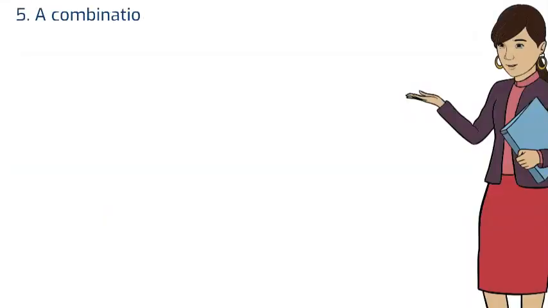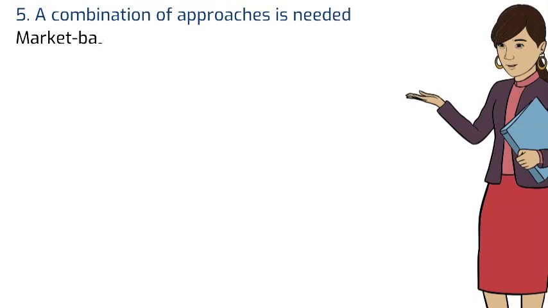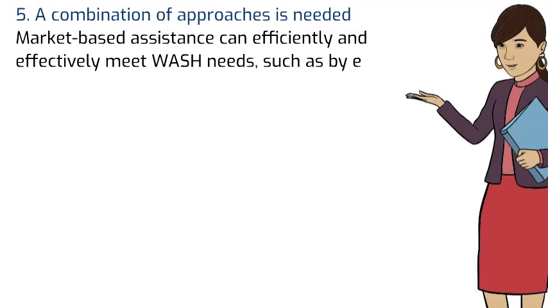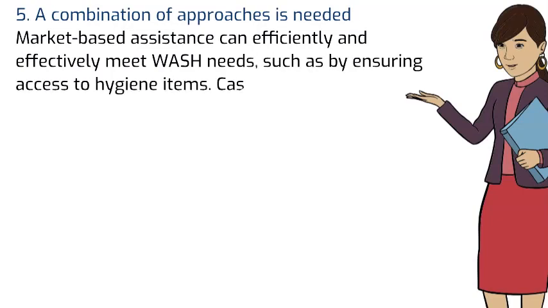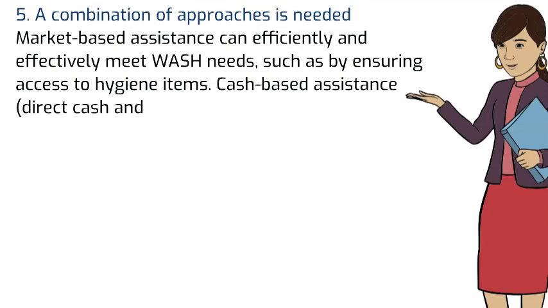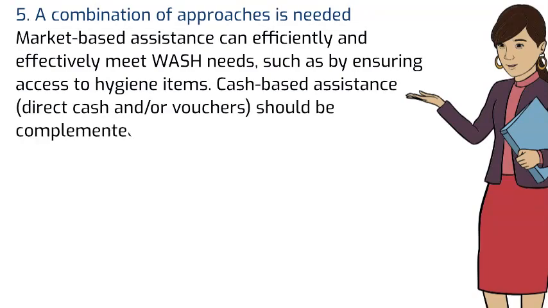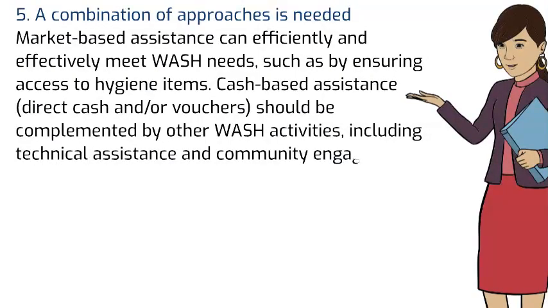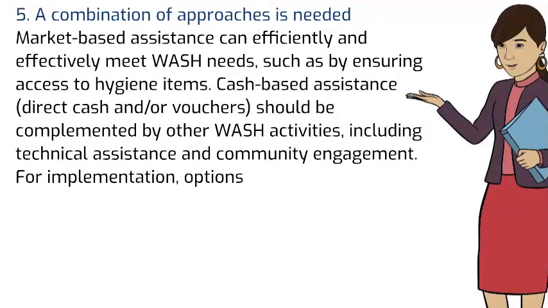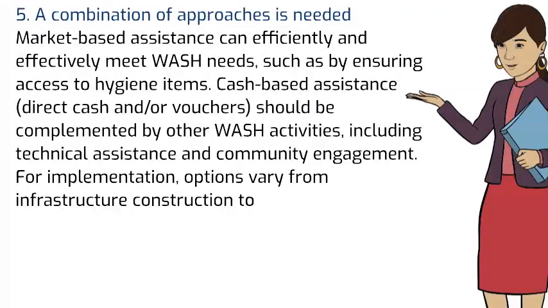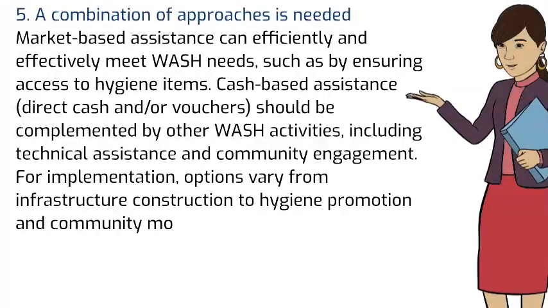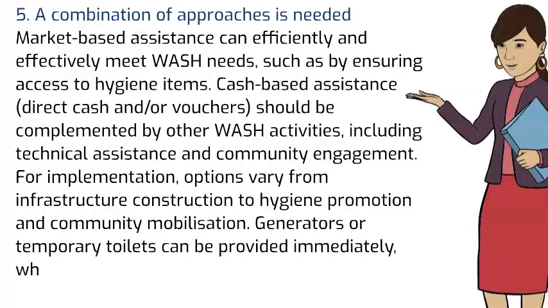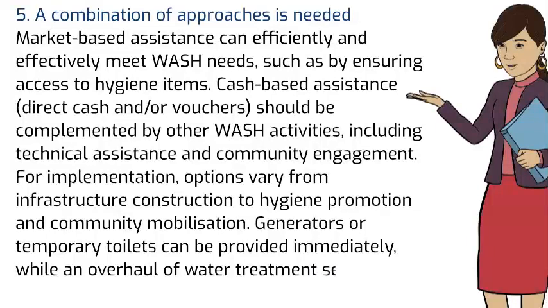Five. A combination of approaches is needed. Market-based assistance can efficiently and effectively meet WASH needs, such as by ensuring access to hygiene items. Cash-based assistance, direct cash and/or vouchers, should be complemented by other WASH activities, including technical assistance and community engagement. For implementation, options vary from infrastructure construction to hygiene promotion and community mobilization. Generators or temporary toilets can be provided immediately, while an overhaul of water treatment services is a long-term project.